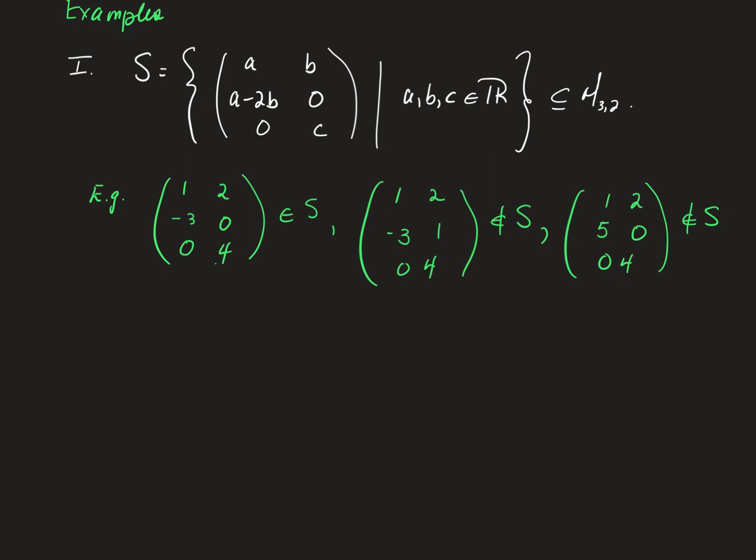Next, I need to show that S is closed under addition. So I'm going to take two arbitrary elements in S. They have to be arbitrary. You can't take specific examples because you need to show it's true for every matrix in S. I'm going to take two arbitrary matrices in S, and I'm going to show that when we add them, we get an element in S.